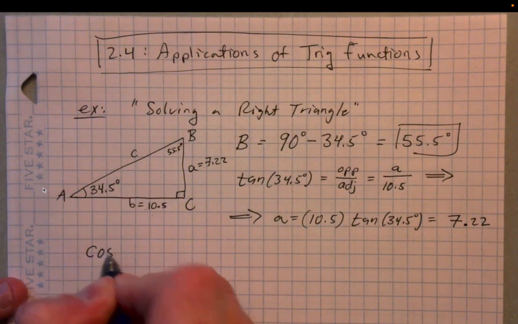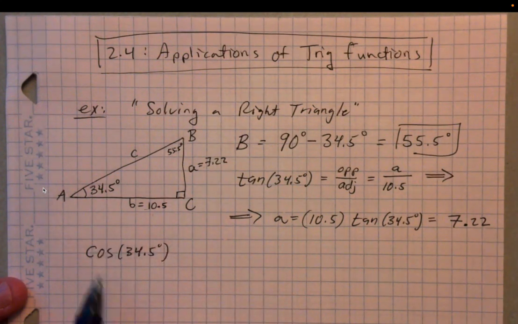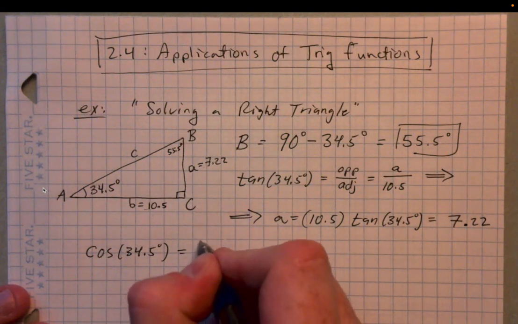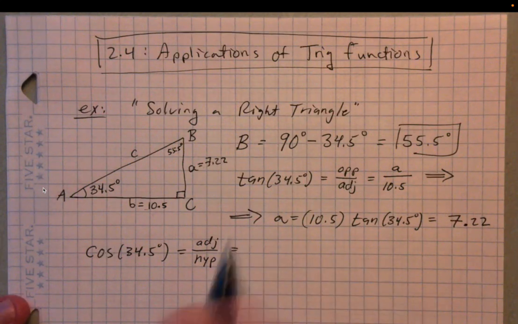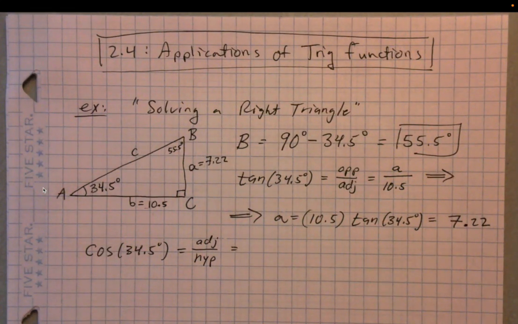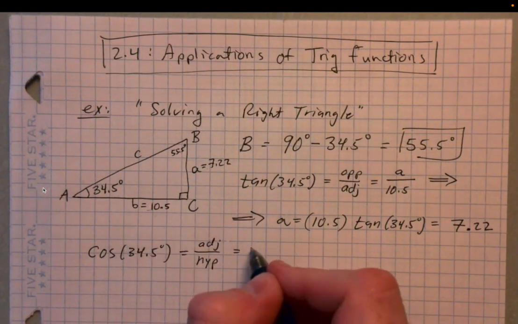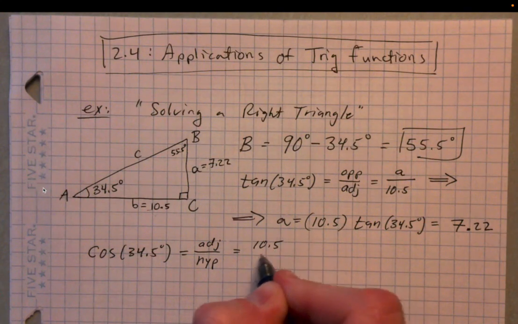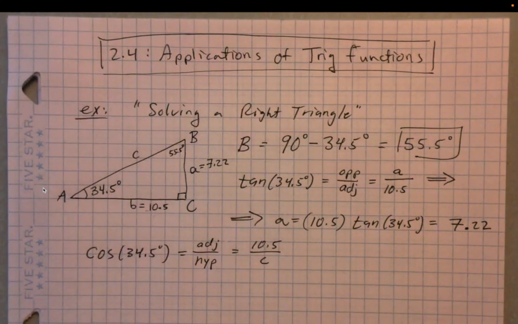So I know that the cosine of 34.5 degrees is equal to adjacent over hypotenuse, isn't it? Okay, that's just the right triangle definition of the trig function cosine. So the adjacent side is b, the one we're given. We know that that's 10.5. And the hypotenuse is c, that's the unknown side that we need to figure out.